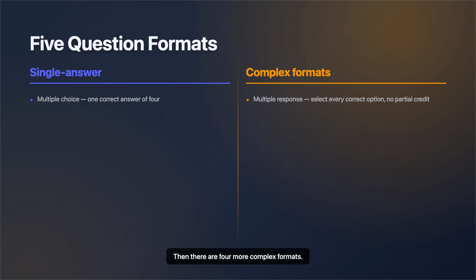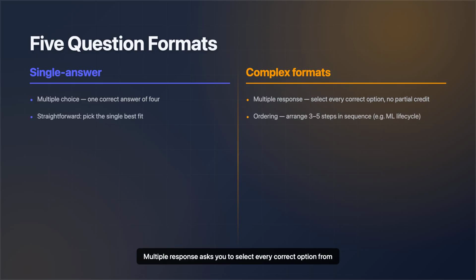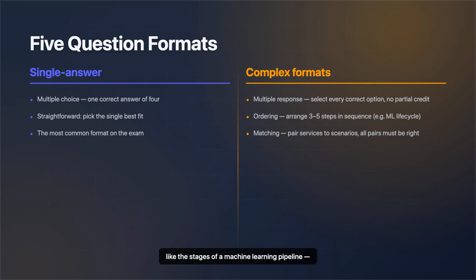Then there are 4 more complex formats. Multiple response asks you to select every correct option from 5 or more, and there's no partial credit, so getting 3 of 4 right scores the same as 0. Ordering asks you to arrange steps in sequence, like the stages of a machine learning pipeline, and you need every step in the right position. Matching asks you to pair services to scenarios, where every pair has to be correct.